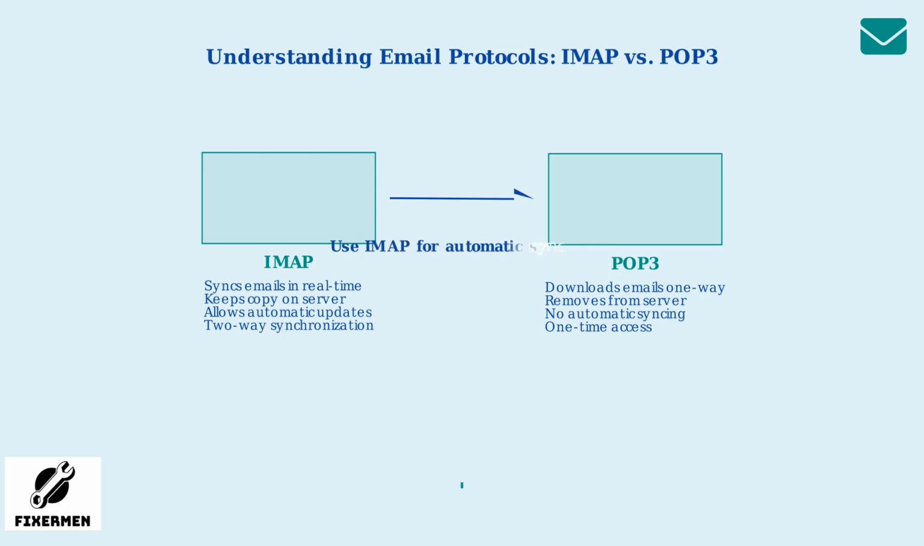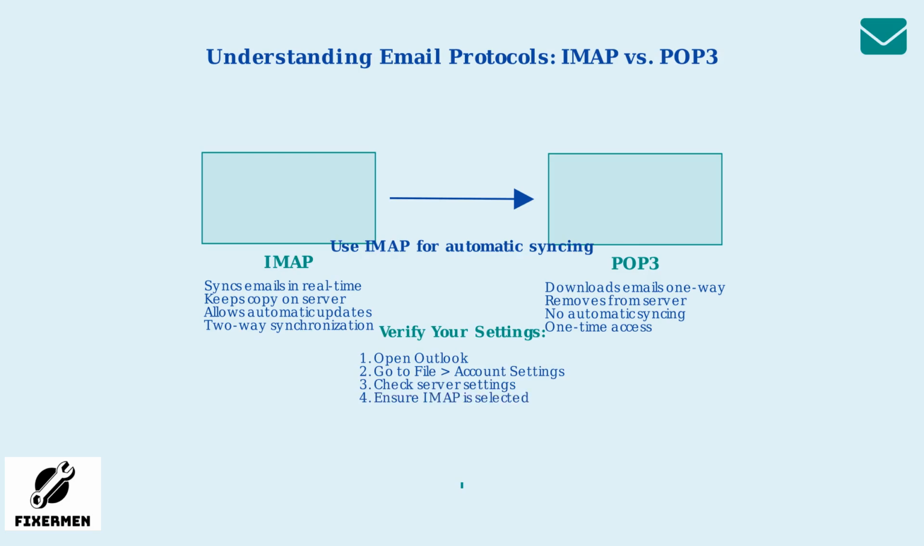For automatic email downloading in Outlook, IMAP is the recommended protocol. It enables real-time synchronization and ensures your inbox stays up to date across all your devices. To ensure you're using IMAP for automatic syncing, you should verify your account settings in Outlook. Open Outlook, go to File, then Account Settings, and check the server settings to confirm IMAP is selected.